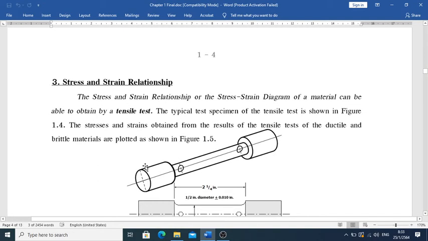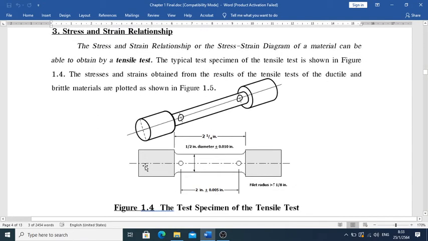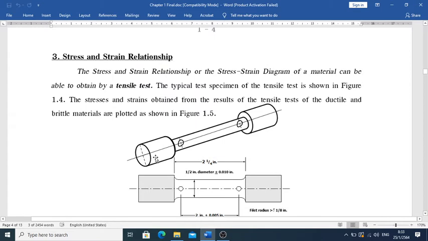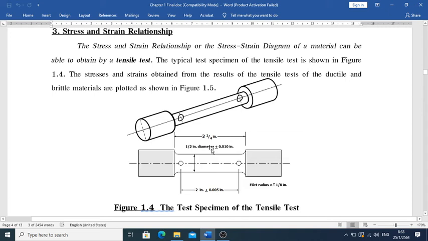And then another important thing that I would like to pay a lot of attention to is the stress and strain relationship. This one is very important. All the things mentioned about this, mostly, are things we typically do in the lab experimentations.